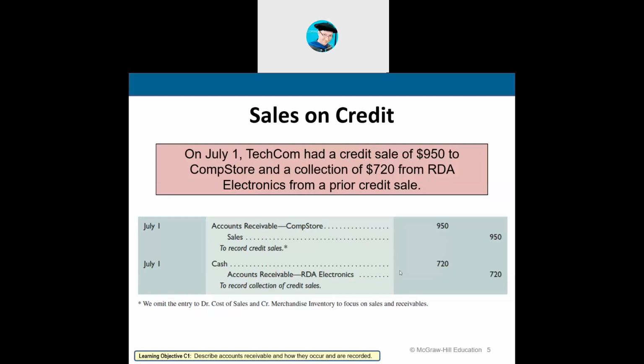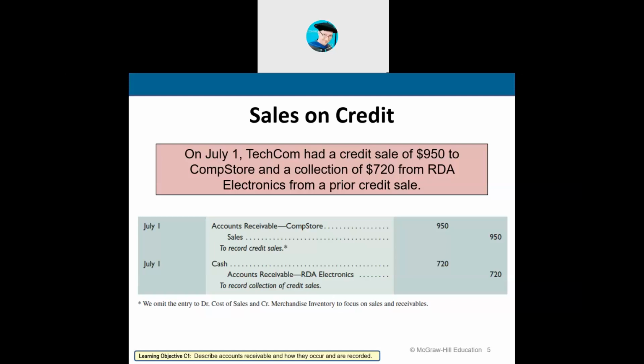Professor, can I ask a question? Yes, please, Mark. So when you're debiting an account, on here it shows accounts receivable CompUSA, 950. And then it says sales, 950. And then how you read it was credit accounts receivable is an asset account. So accounts receivable, you're on the right track.